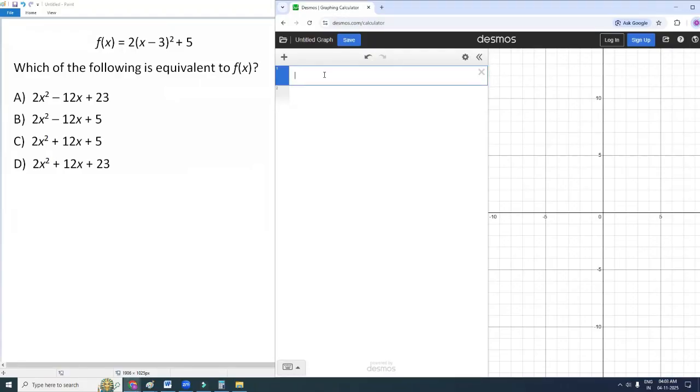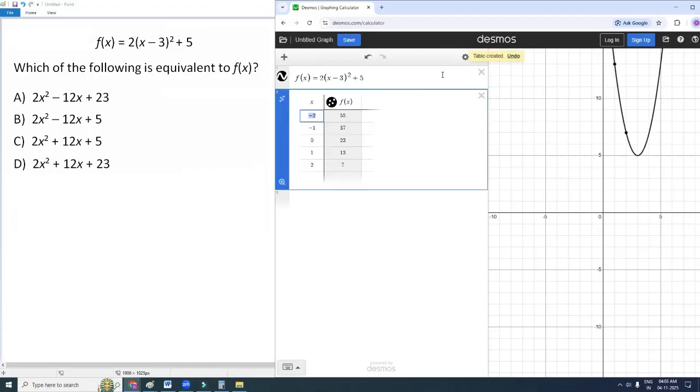Okay, our first work is to give the given quadratic function f of x as input. That is f of x equals 2 times (x - 3) the whole squared plus 5. Okay, so click on the symbol and click on table.